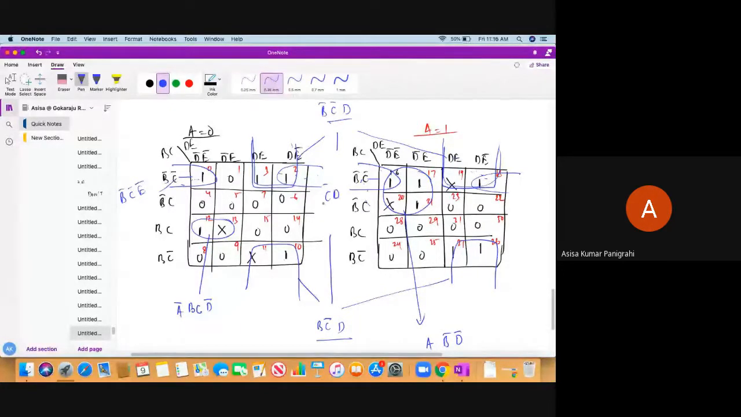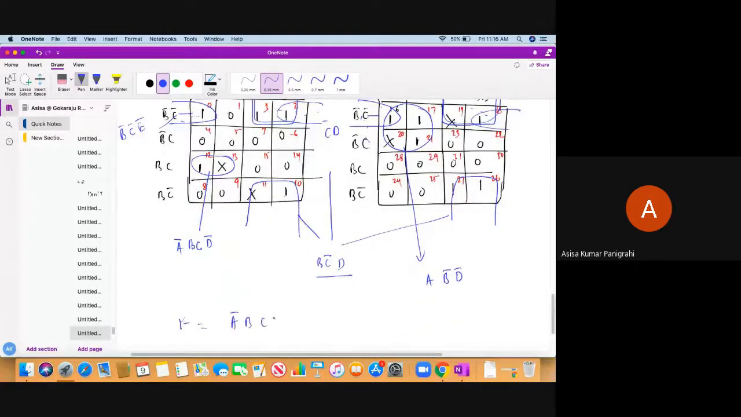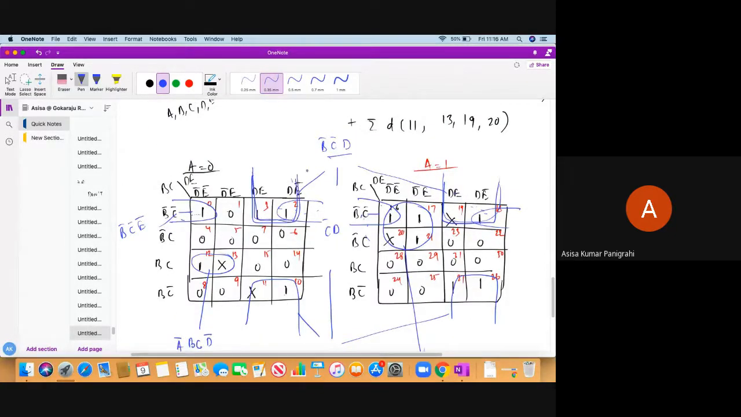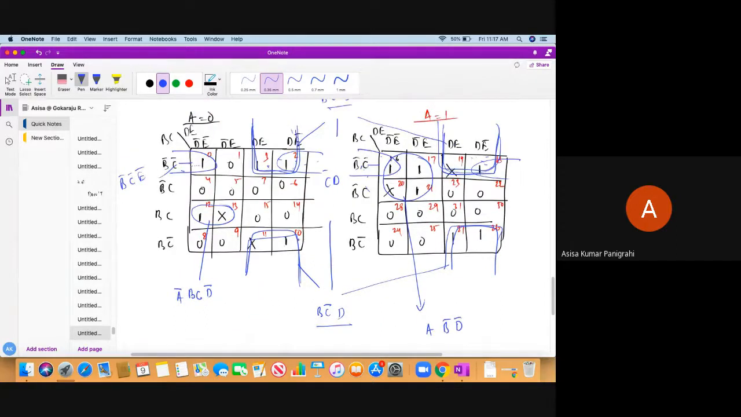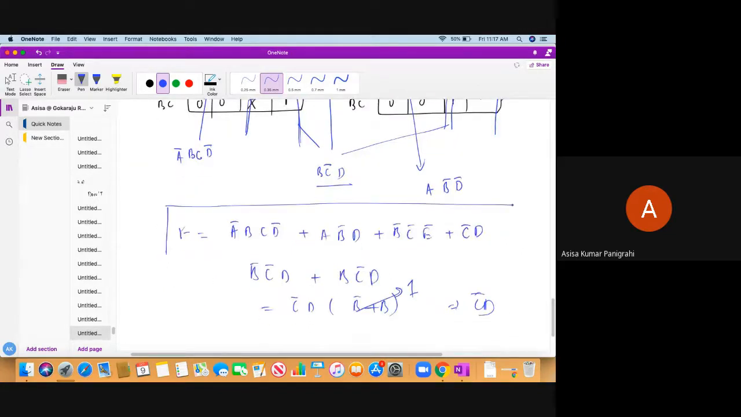What did we get actually? A bar, B, C, D bar. Next A, B bar, D. Next B bar, C bar, E bar, and finally C bar, D. Why did we get C bar, D, students? These four groupings are single groupings. Okay, because see here, if we take this also, you will get finally B bar D or B C bar D. If you take C bar D common, B bar or B, B is 1, so only C bar D will get. Okay, so that's why these 8 groups, 1, 2, 3, 4, 8, are actually common. So finally, this is my final minimized version.